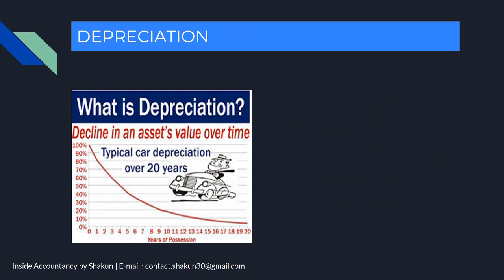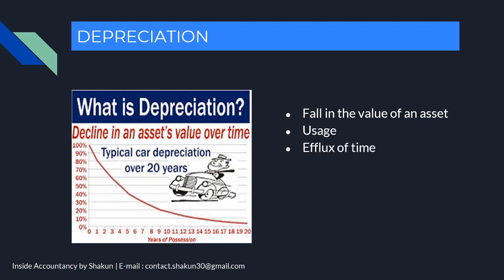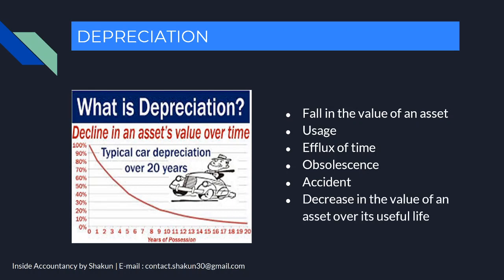The next term is depreciation. Depreciation is a decline or a decrease or a fall in the value of an asset because of usage over the years, because of the passage of time. It may also be because of obsolescence. Obsolescence means that there is a change in technology because of which our asset has become useless. So there can be a fall in the value of an asset because it has been used over the years, or because some time period has passed, or because the asset has become out of date, out of technology, or there was some accident because of which the asset has become useless. So basically, depreciation is the decrease in the value of an asset over its useful life. So these are usage, efflux of time, obsolescence, accident. All these are the reasons why depreciation is charged.